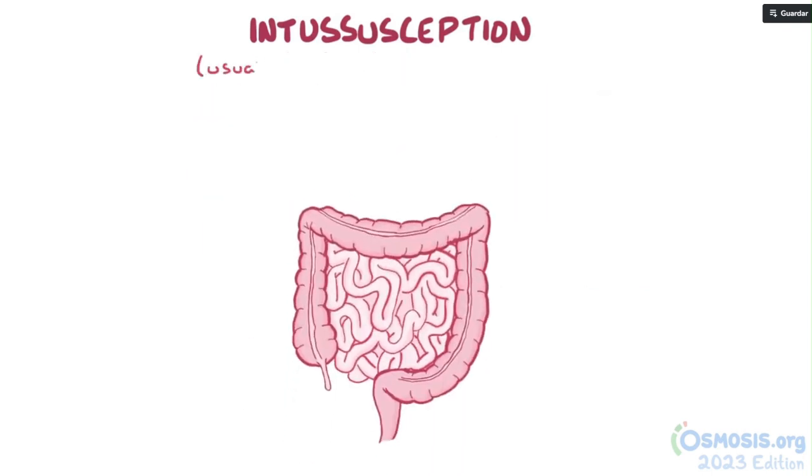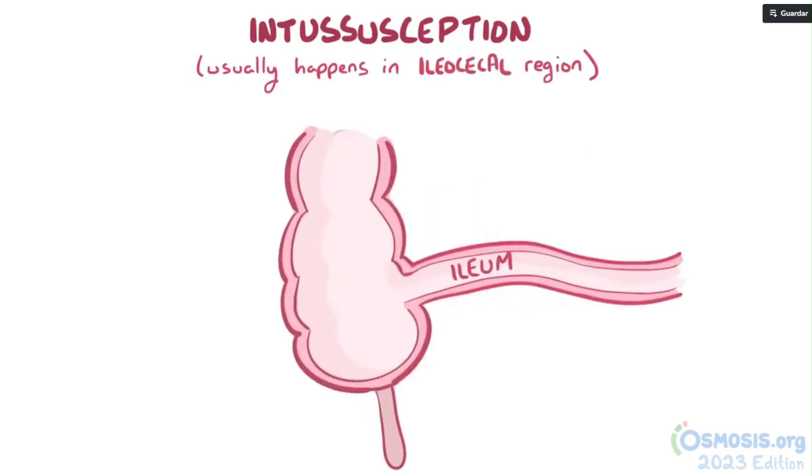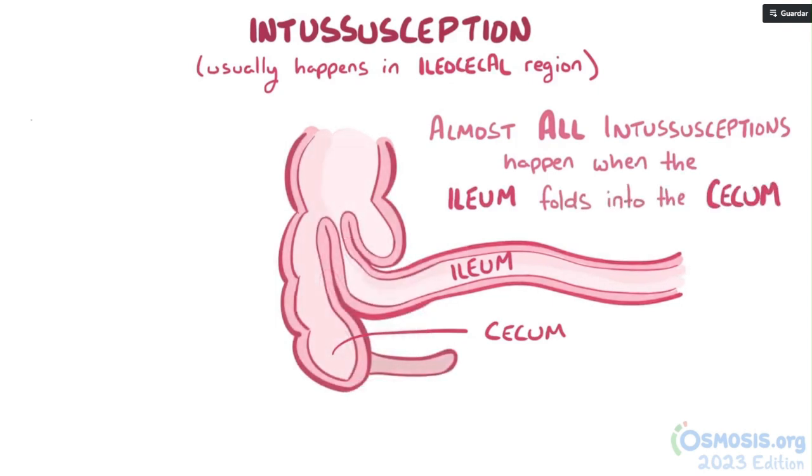Now, intussusception usually happens in the ileocecal region of the intestines, which is where the ileum of the small intestine and the cecum of the large intestine meet. And almost all intussusceptions happen when the ileum folds, or telescopes, into the cecum.